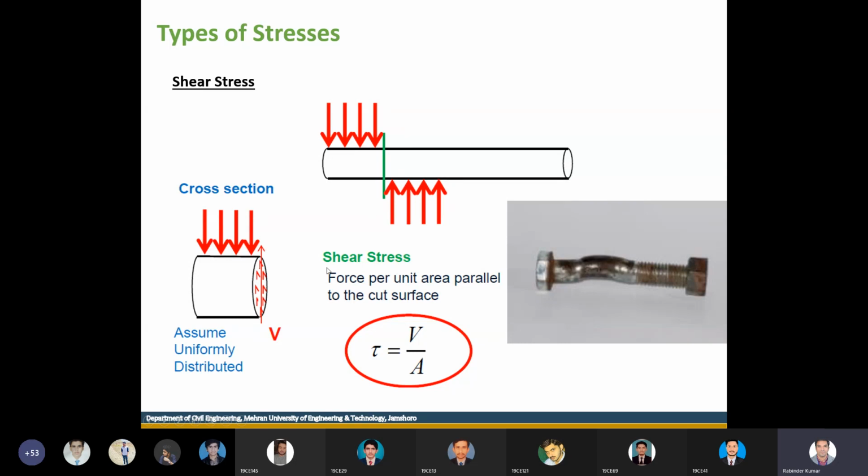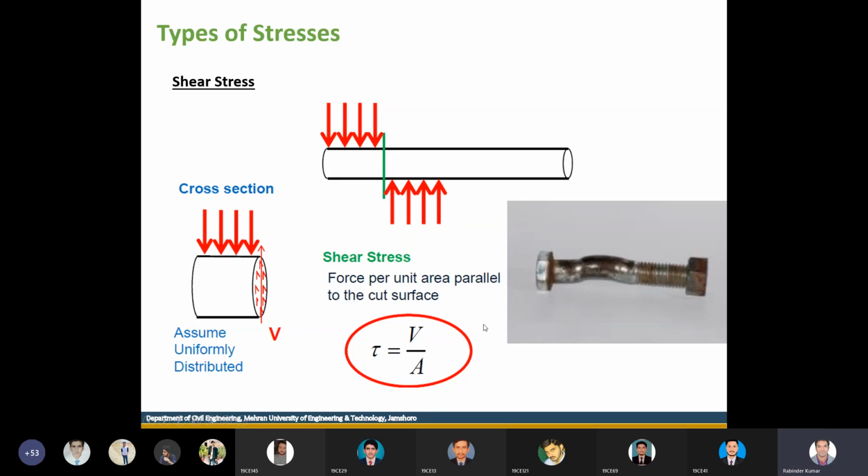So if you want to compute the shear stresses on this bolt, you have this equation: shear stress, which is denoted with tau, equals shear force divided by area. The basic stress definitions remain the same for every type of stress, whether it is compressive, tensile, bearing, or shear stress. Every time, you need to divide the force by the area.